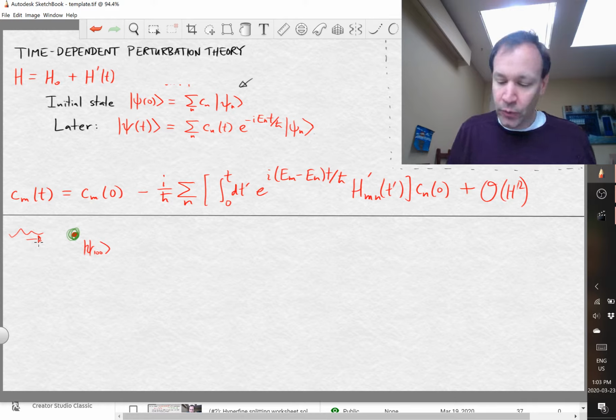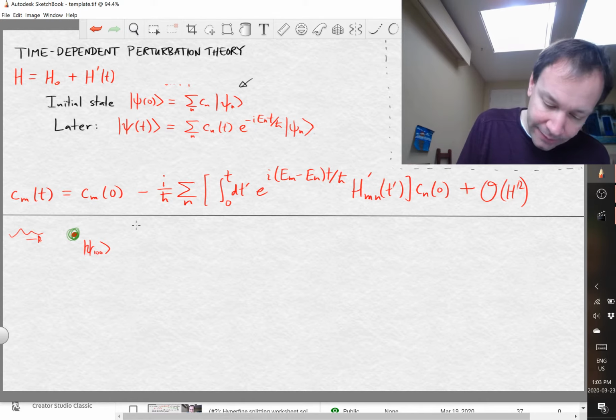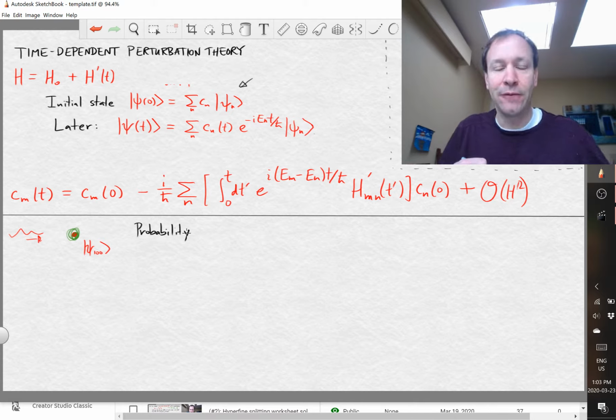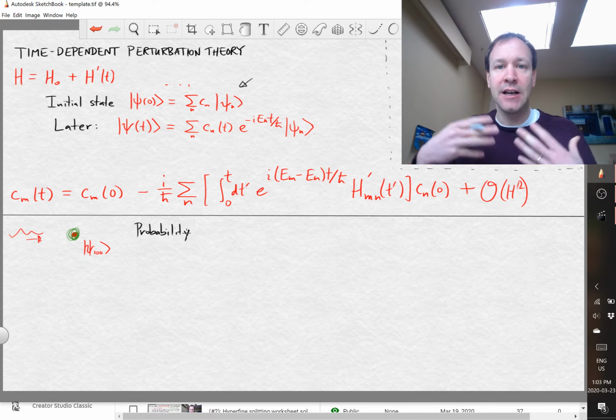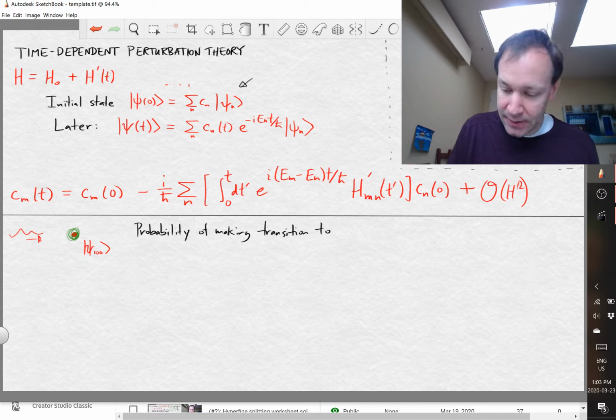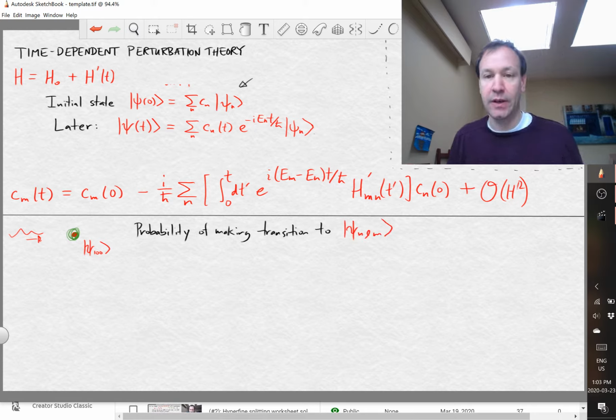And so what we want is, let's say we want to find the probability that if we measure our electron at some later time t, that it will have made a transition to some other excited state. So probability of making a transition to, say, psi n l m. Okay.